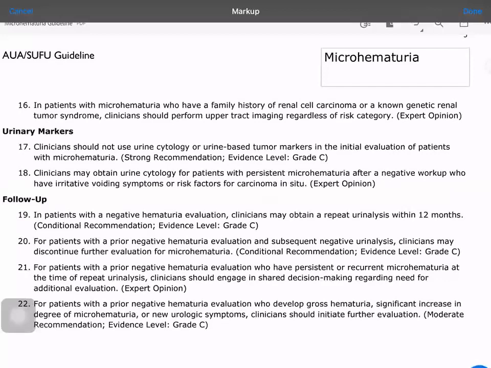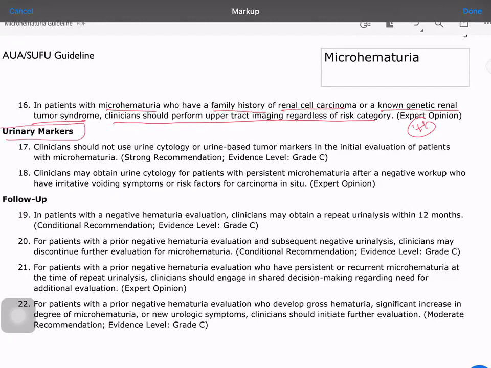And one more thing, if the patient has hematuria and a family history of RCC or other genetic renal tumor syndrome, these patients should undergo urinary tract imaging regardless of category. These are some of the exceptions. If the patient has a family history, we have to go directly for imaging.